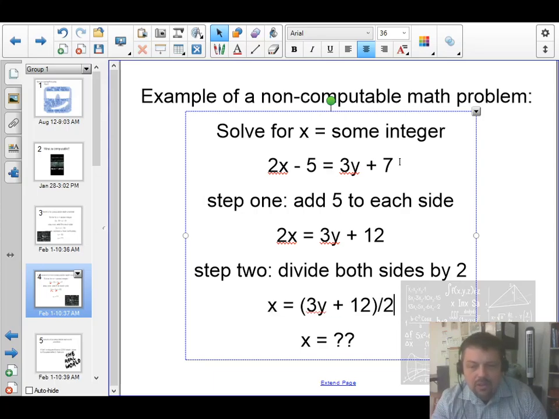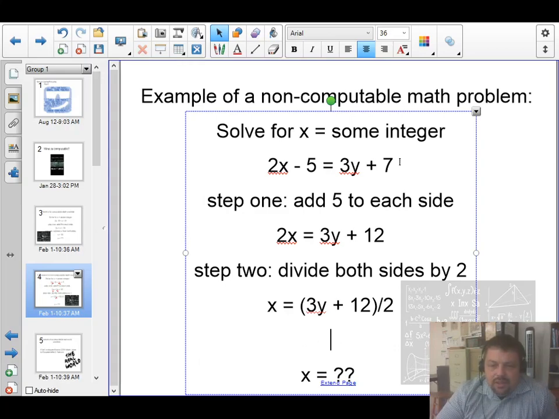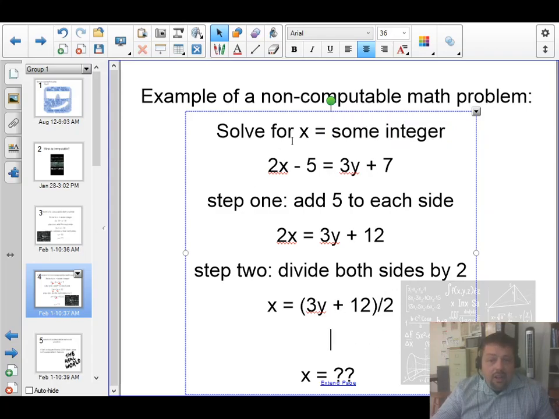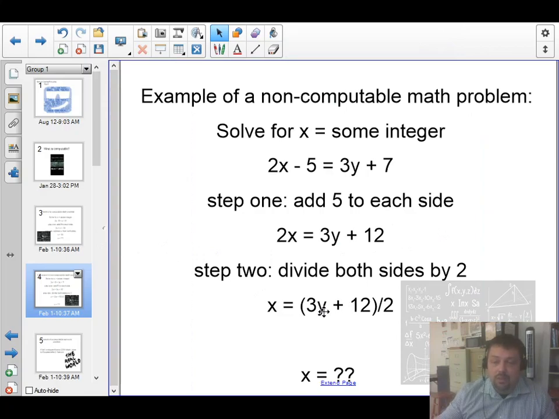And here's where we run into a real problem, because there's no algebra we can do to the right side of the equation to turn it into an integer. We just have to know what y is. We don't have enough information. So this is a non-solvable, or non-computable, math problem. There's just no amount of steps that would make it work. We've run into a roadblock that's completely unpassable, and so it's a non-computable problem.